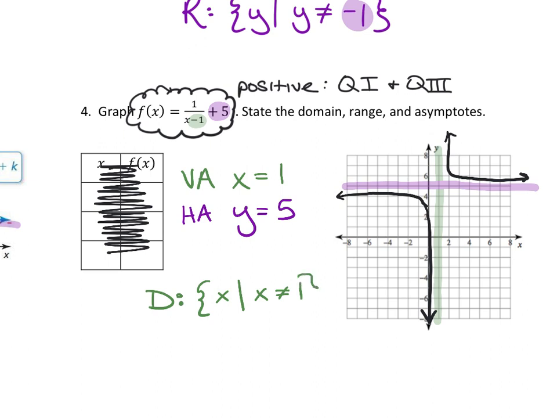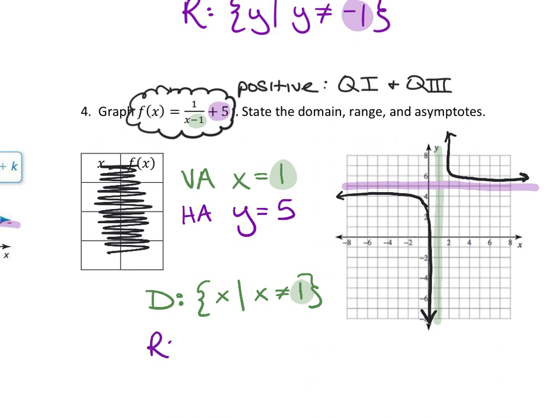Where did the 1 come from? One more time. Where'd I get 1 from? All the numbers I've highlighted in green are the number 1. That's where the number 1 comes from. It's from my vertical asymptote. That's what we have to throw away.